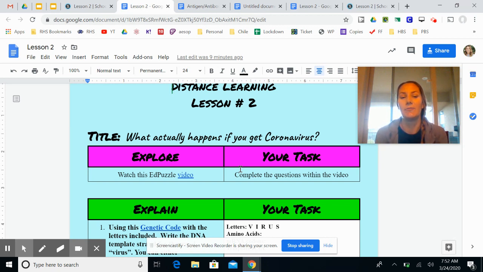For the Edpuzzle, it's a YouTube video that's going to play and then pause, and then it's going to have a pop-up multiple choice question on the right-hand side. In order to continue, you have to select an answer and hit continue, and then it'll keep going. Hopefully it sparks your memory back to PBS as you're completing the questions within the video. The video is about what actually happens inside your body if you do get the coronavirus, what your body's doing to fight it off, and what symptoms you'll have and stuff like that. It's pretty interesting, so I hope you like it.